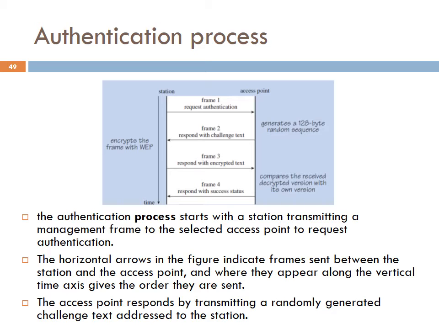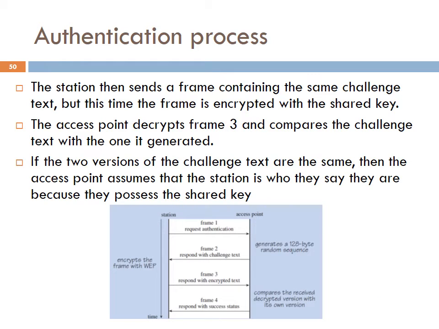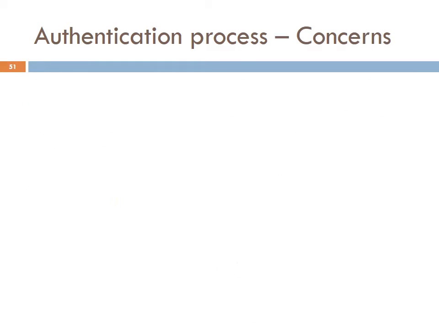The access point responds by transmitting a randomly generated challenge text addressed to the station. The station then sends a frame containing the same challenge text, but this time the frame is encrypted with the shared key. The access point decrypts frame 3 and compares the challenge text with the one it generated. If the two versions of the challenge text are the same, then the access point assumes that the station is who they say they are because they possess a shared key.